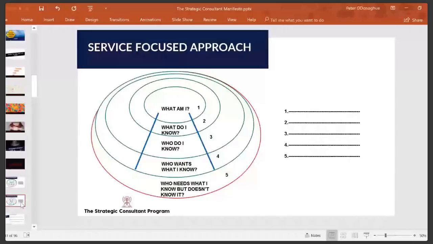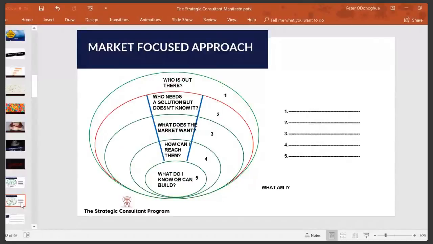I challenge you to transition away from that. Be market-focused as part of your overall business owner mix. So start off with, who is out there? Form a hypothesis around who is out there. What is it that they're looking for? What do they need? So then stage 2, who needs a solution but doesn't know it? It's a great market opportunity if you can approach people who are not actively seeking because they don't know it, and show them that they immediately need a solution. But most consultants don't even need that stage 2. They can go 1 to 3.